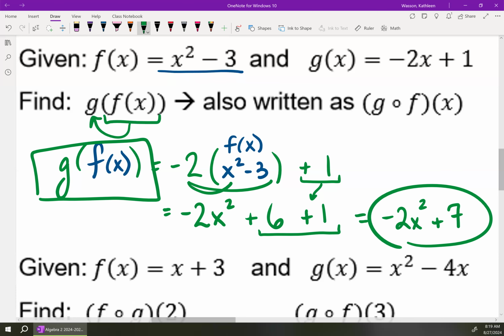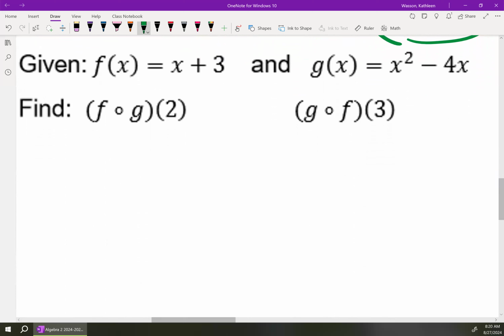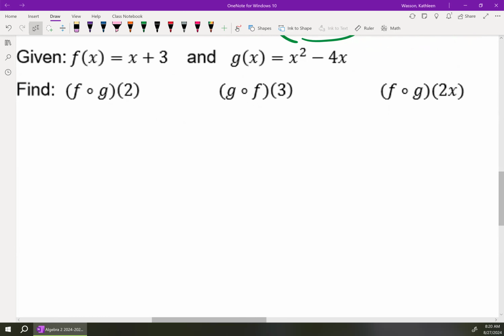Let's do another. This one looks a little different. You may want to do these in your notebook and not on the notes sheet if you're short on room. So I realize these are kind of close together on the paper that you're given. Let me go ahead and separate this workout here.